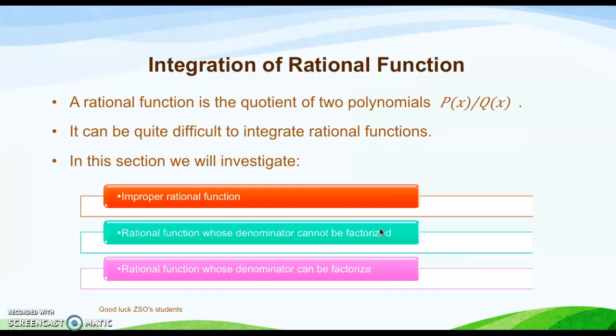So for integration of rational function, we have three types of it. Rational means the function p(x) divided by q(x). So in this section we will investigate the improper rational function, the rational function whose denominator cannot be factorized, and the rational function whose denominator can be factorized. Right?